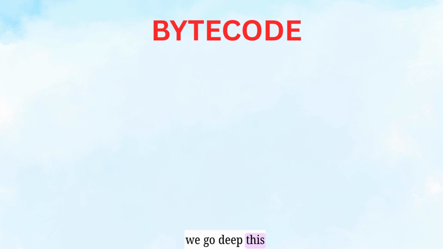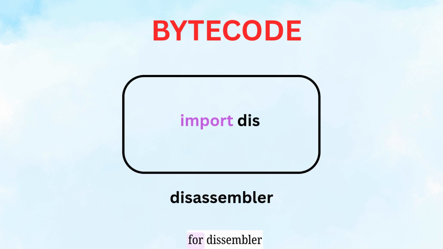Now we go deep. This is a part most Python tutorials skip. We are going to use the dis module, short for disassembler. It lets us see what Python actually does when it runs your code. This is called bytecode instructions, the actual steps the Python engine follows. Think of it like this. When you write Python code, Python translates it into a secret language before running it. This shows us that secret language.